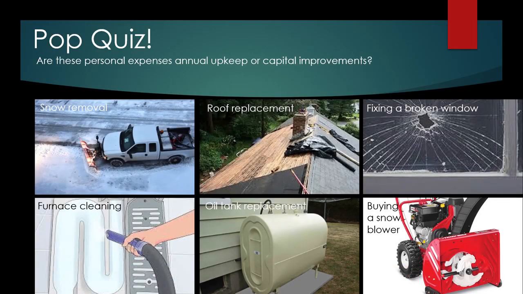Okay, time's up. Snow removal is upkeep because you've got to do it every year whether you like it or not. Roof replacement is definitely capital because it's a huge undertaking. Fixing a broken window is annual upkeep because it's a small scale job, and even though you hopefully don't have to do this job every year, stuff like this happens every year. Furnace cleaning is annual upkeep, highly recommended. Oil tank replacement, definitely capital. Buying a snowblower, it's something we're saving up for and will hopefully last you many years, so it's capital.